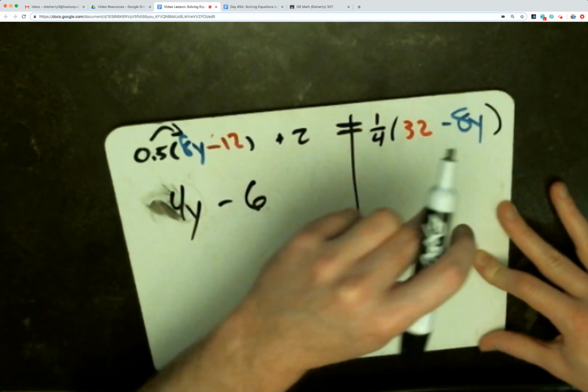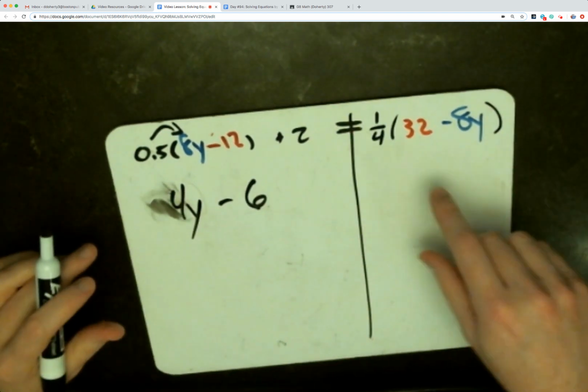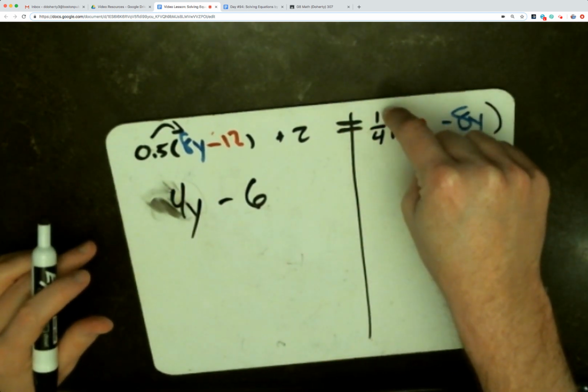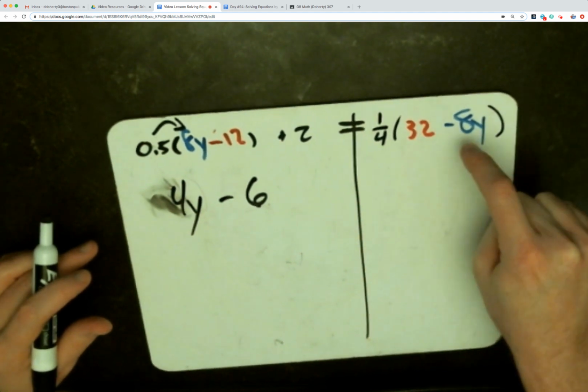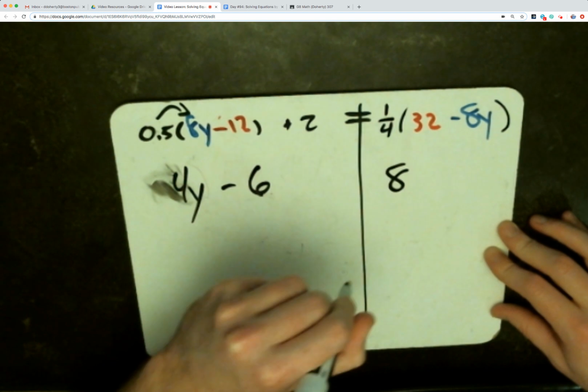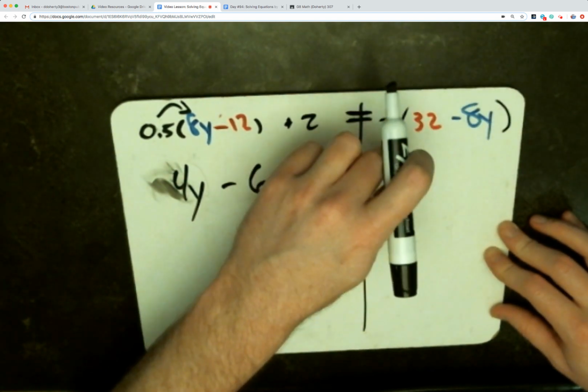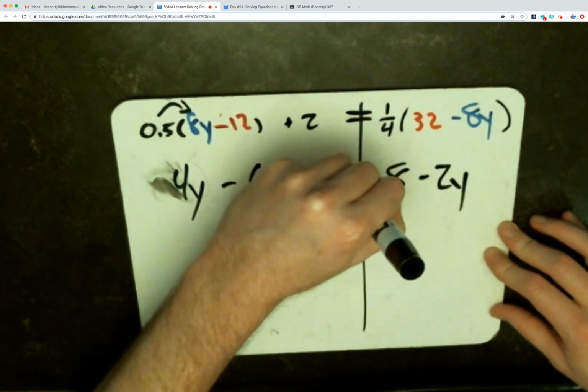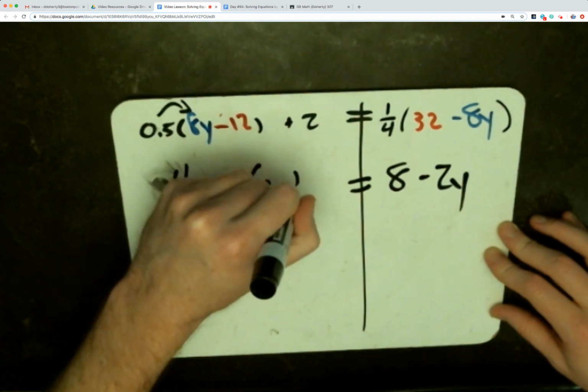Over here, I'm going to also distribute the 1/4. Multiplying by 1/4, times by 1 changes nothing, so I'm really just dividing each of these terms by 4. 32 divided by 4 is positive 8. Negative 8y divided by 4 is negative 2y. Equal sign comes down, positive 2 comes down.